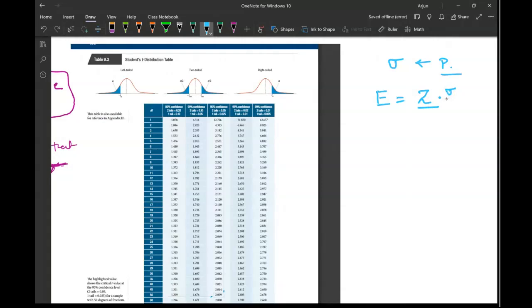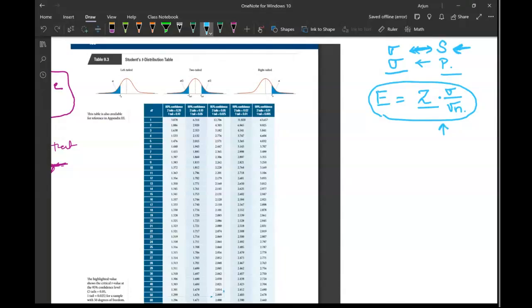z times sigma upon square root of n. And this formula, you can use if the standard deviation of the population is given, or you can also use it if the standard deviation of the sample, which is denoted by s, is approximately equal to the standard deviation of the population. If one of these two conditions is given to you, only then you're going to use this.